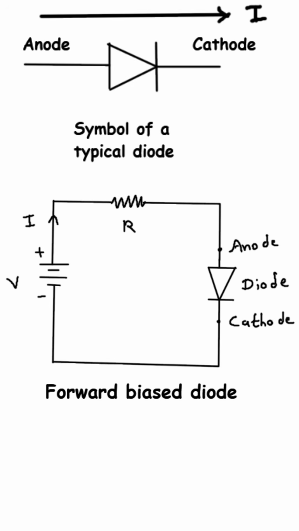This behavior is used in many real-world applications such as rectifiers and power supplies, clipping and clamping circuits, signal demodulation, and even LED operation, where light is emitted when the diode conducts.